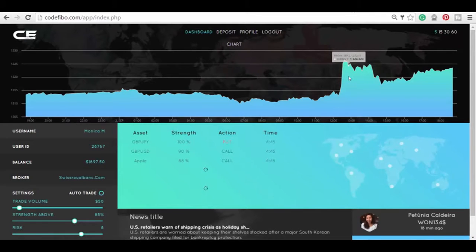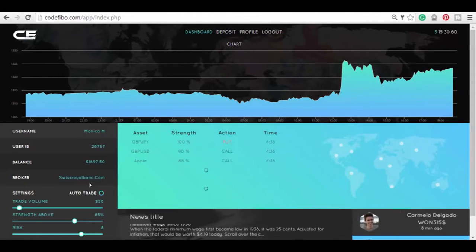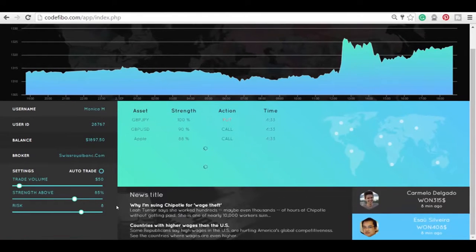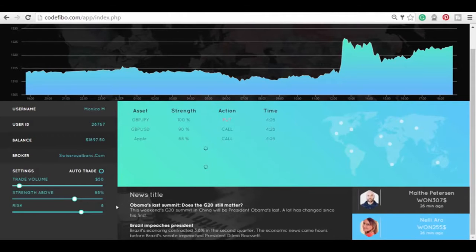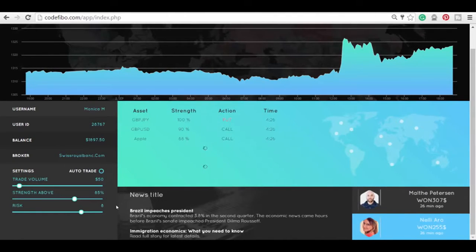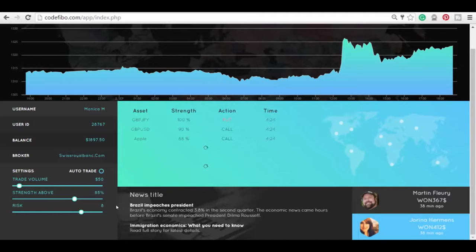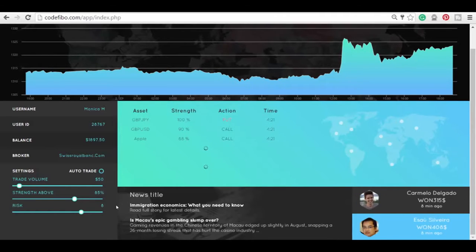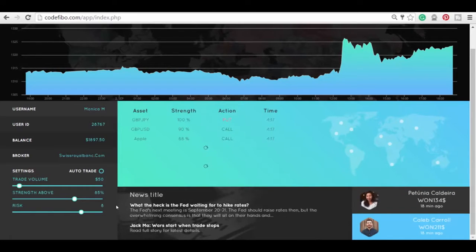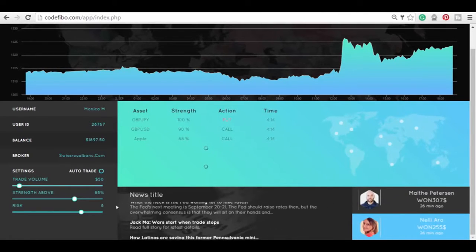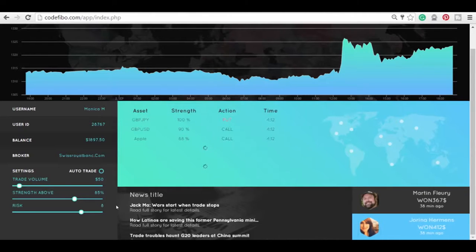Here is my account. My broker for CODEFIBO is Swiss Royal Bank. My starting balance for this trading session is 1897.50. Okay, and here's my setup. The signal strength is 85%. The risk level is 8, meaning I'm asking for 8 trades. The software will give me the number of trades, 8 or less, depending on the signal strength that it finds. If it finds only 3 signal strengths, like right now how it's on the screen, it'll give me only 3 signals that are 85% or above.